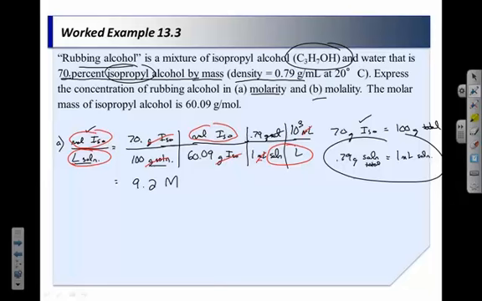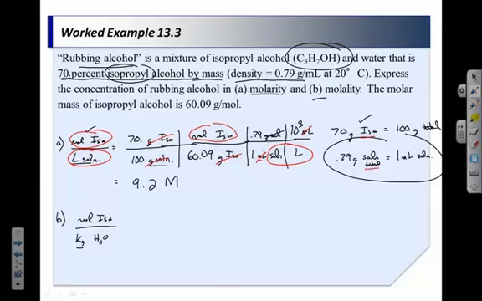Part B, I want molality. It's a little bit different. Here I want moles of isopropyl alcohol per kilogram of water. Same unit on top, but instead of the total solution volume, I want just the mass, kilograms of the solvent. So similar to the last problem, if I have information about the total solution and information about part of it, I can subtract that to get the solvent part of it. Subtract the solute from the total to get the solvent.